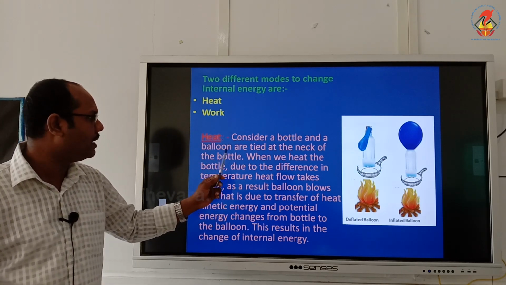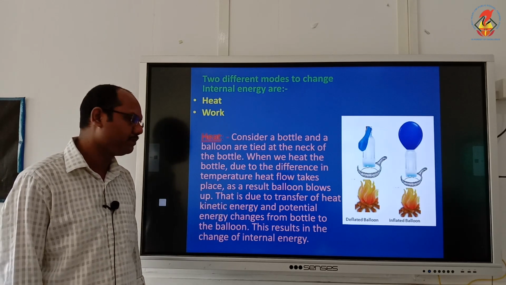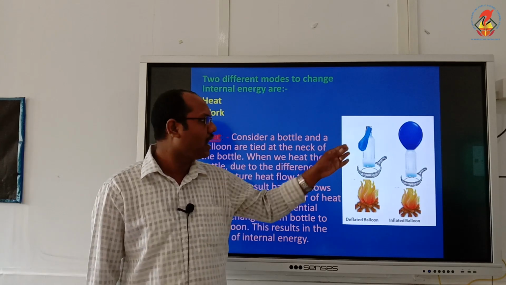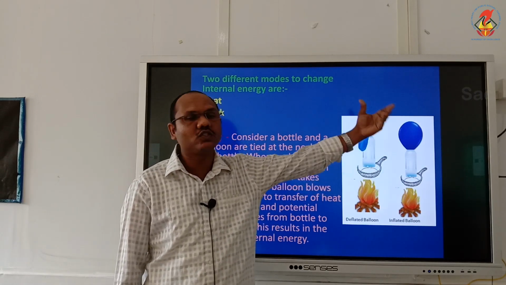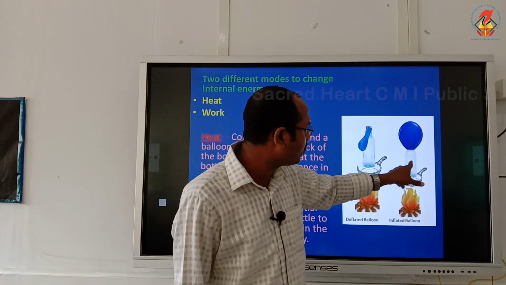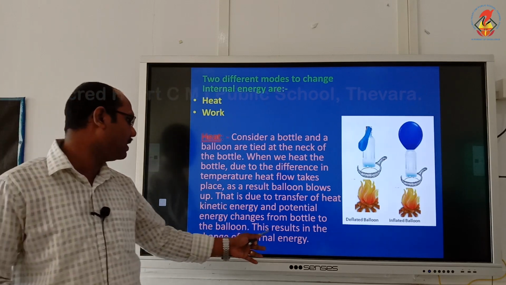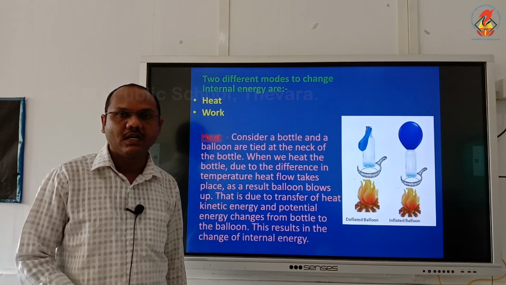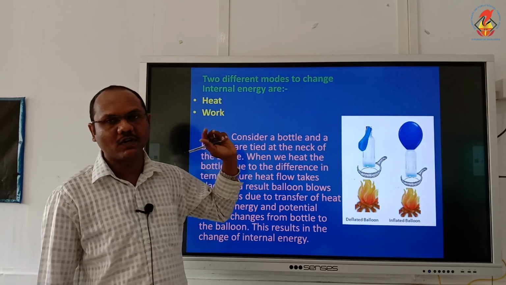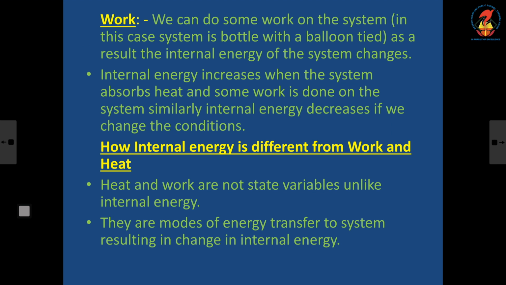When we heat the bottle, due to the difference in temperature, heat flow takes place. As a result, the balloon blows up. So due to the transfer of heat, the molecular kinetic energy and molecular potential energy are getting transferred from the bottle to the balloon, and that is why the balloon is inflating. So this results in a change in internal energy. To create the change, I first gave the heat. That is the first technique. Now the second technique is work. Let us see. We can do some work on the system.